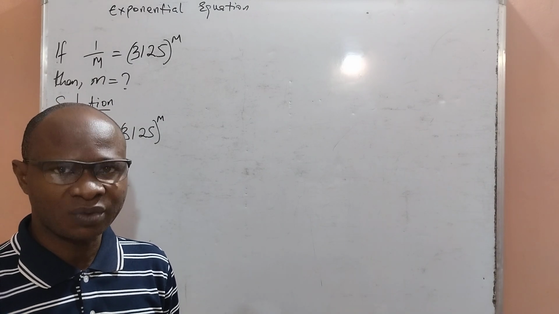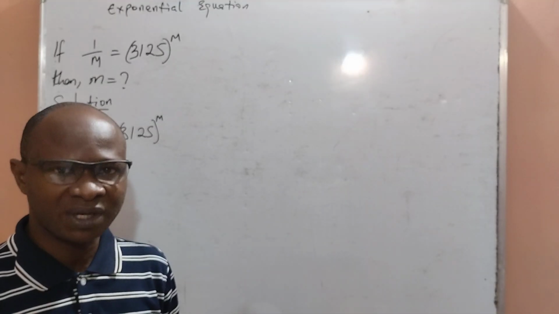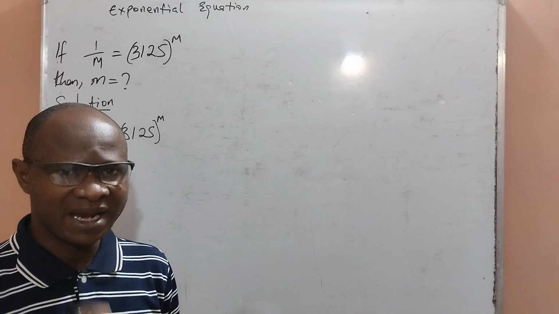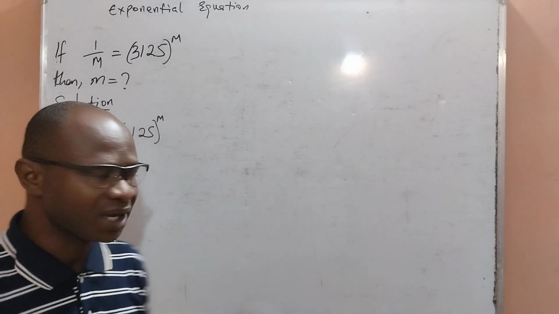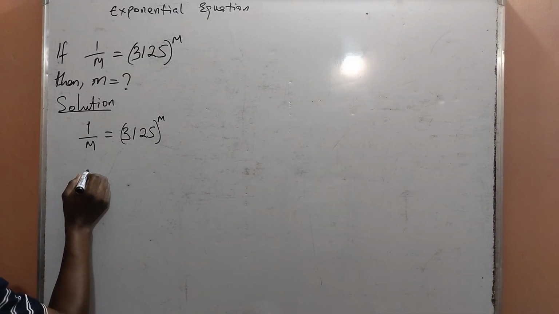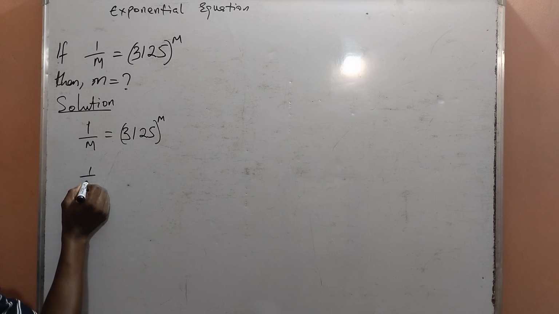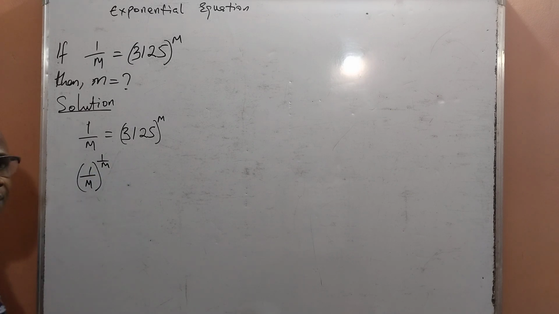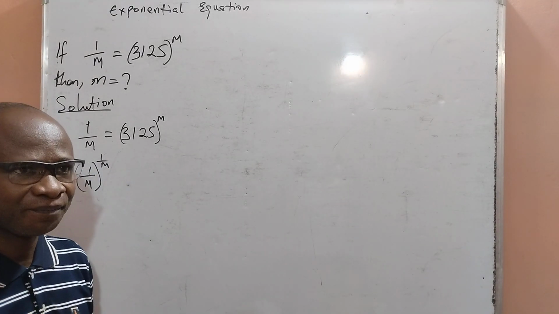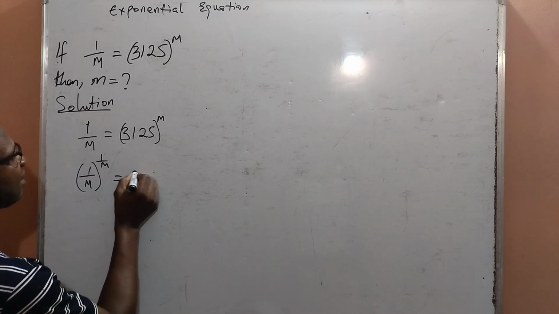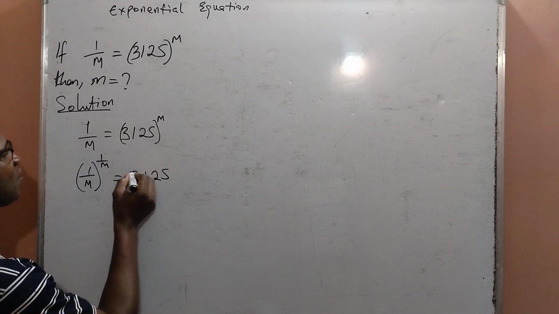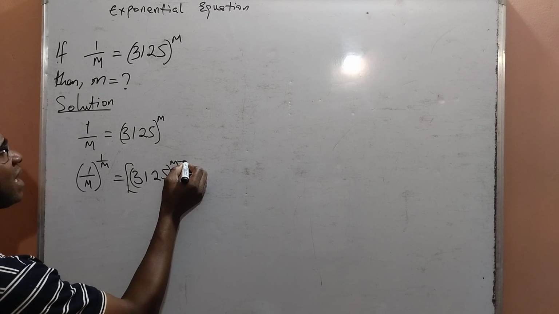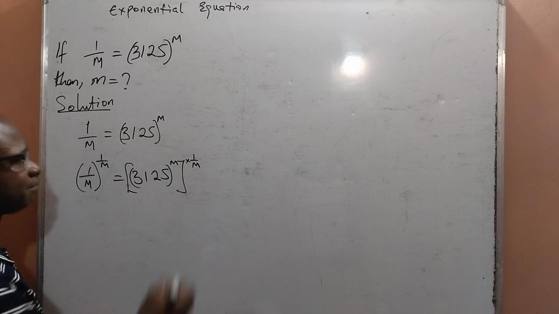I want to begin this question by multiplying both sides of the equation with the power 1 all over n. That means I will multiply the power 1 all over n with 1 all over n, that is power 1 over n. And to the right hand side, 3,125 raised to power n will also be multiplied with the power 1 all over n.